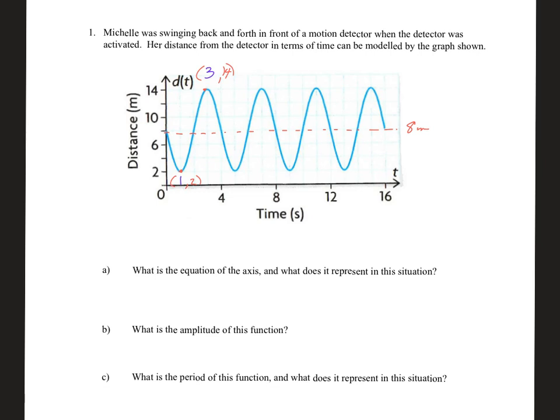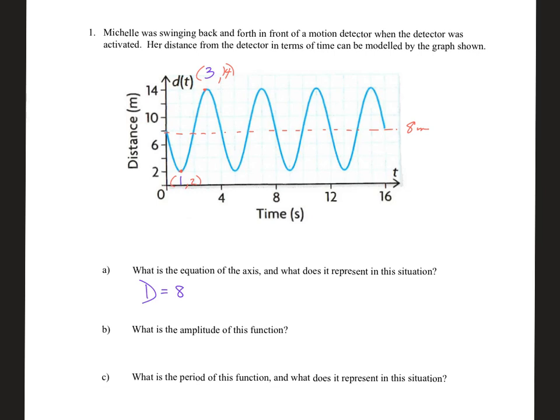Now, let's put it into some context and take a look at the first problem. The first problem says, what is the equation of the axis? You can see that highlighted as the middle line on that graph. So the equation of my axis would be y equals 8 on a generic graph. However, because the problem is talking about distance versus time, we probably wouldn't use y to represent that. We'd maybe use d. So d equals 8 would be the equation of the axis. And what does it represent in this situation? We could give a context and say that it represents halfway in between.